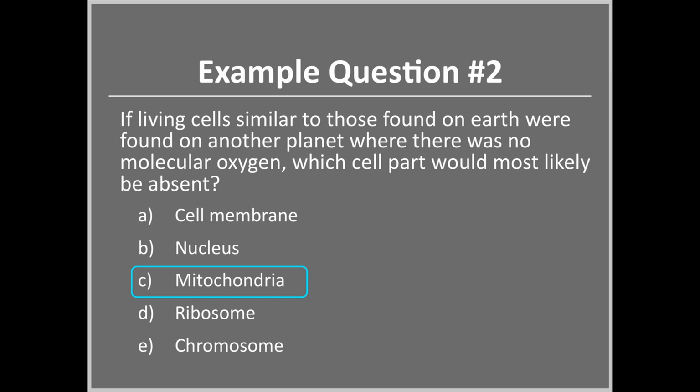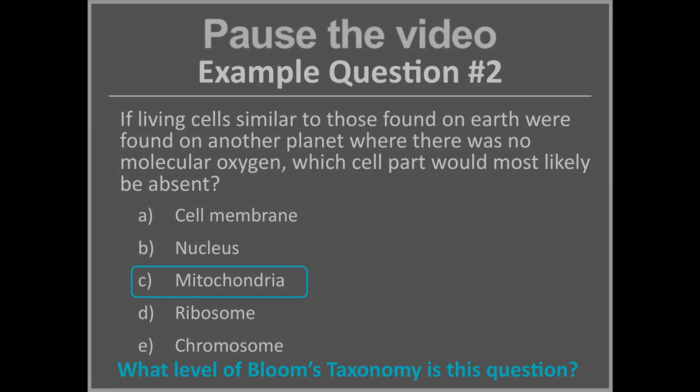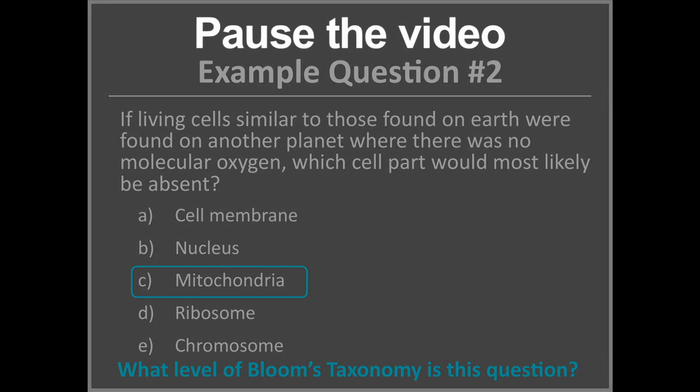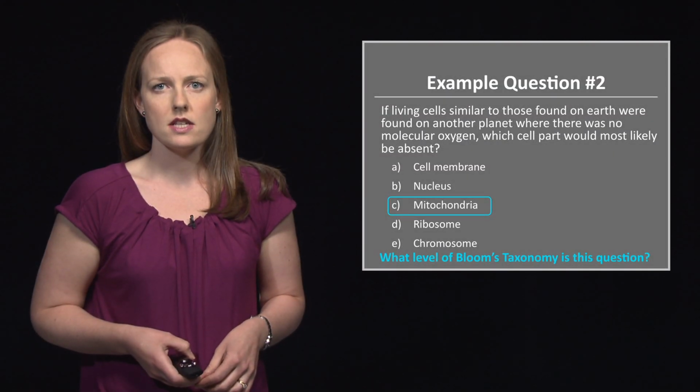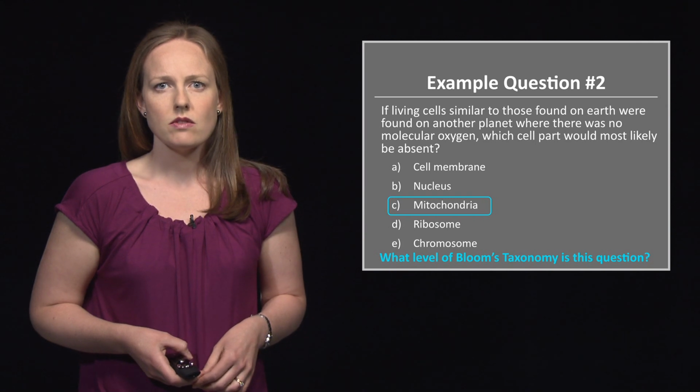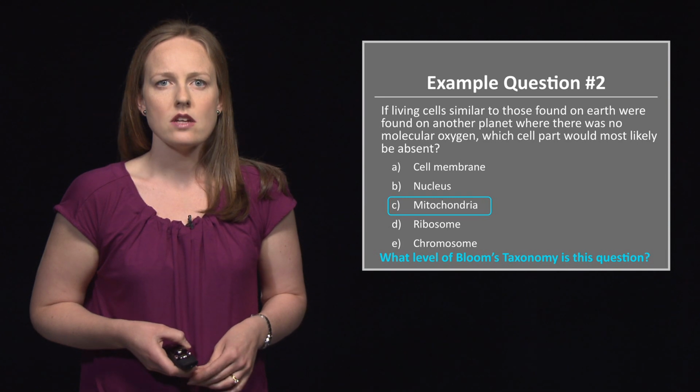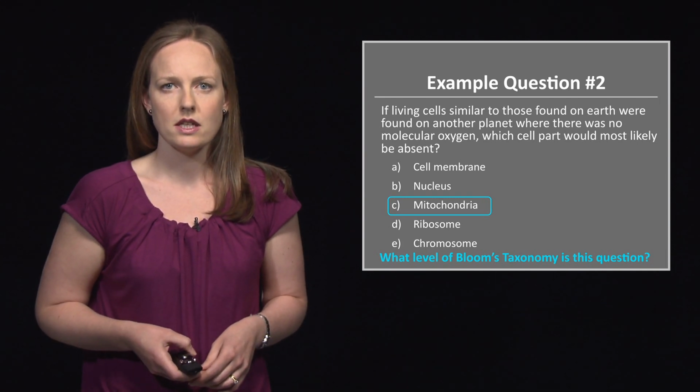The mitochondria are one type of organelle within cells that are responsible for generating most of the cell's energy in the form of ATP through the process of cellular respiration. What level of Bloom's taxonomy is this question? Pause the video here while you think about the cognitive level of understanding that is required to answer this question. This question is at the understand level of Bloom's taxonomy. Students are required to be able to explain the function of each of the parts of the cell provided in this question and understand that the mitochondria use oxygen to complete their function.